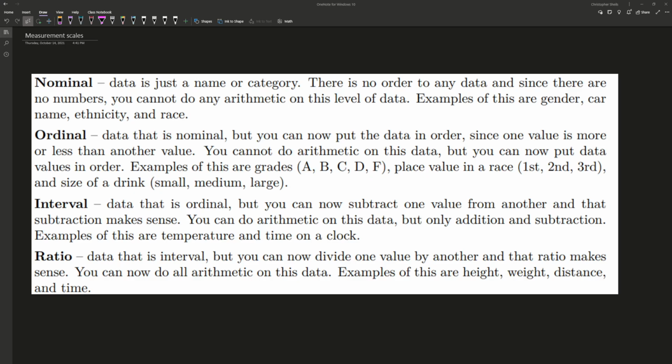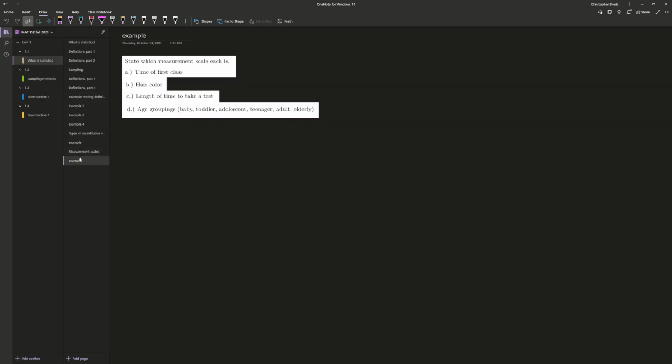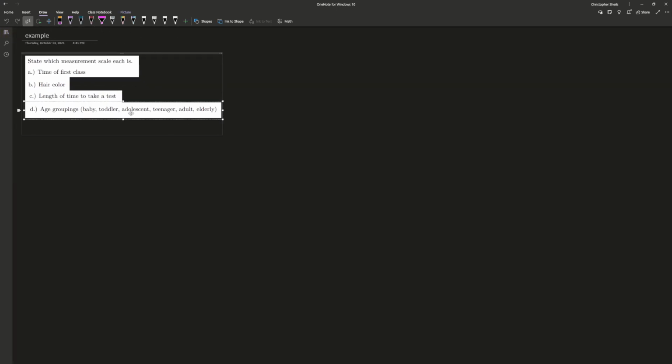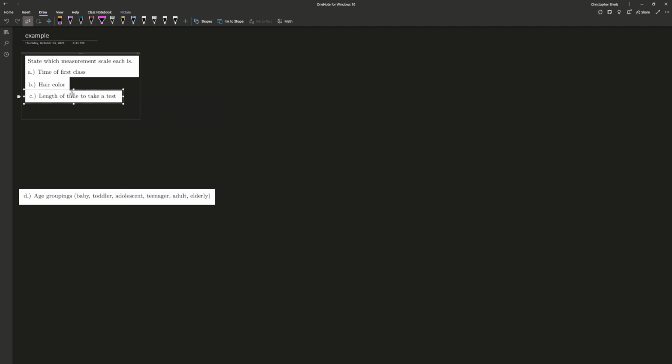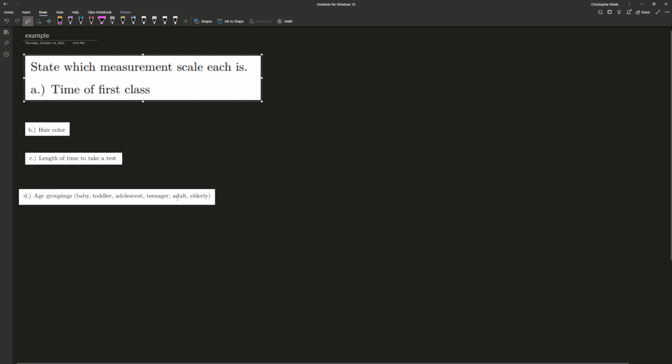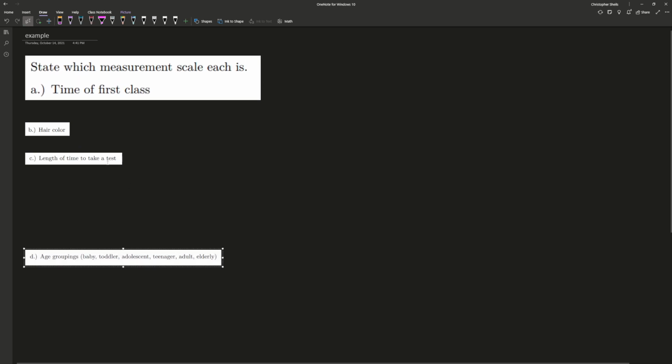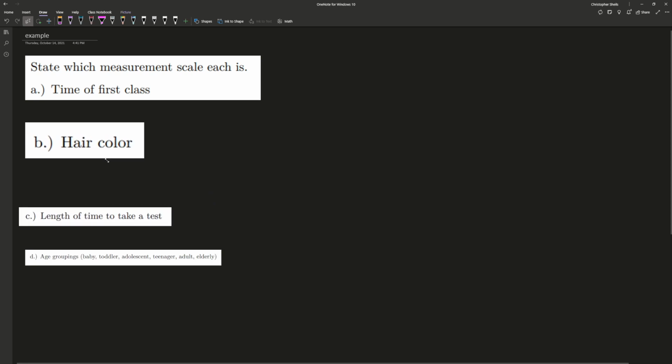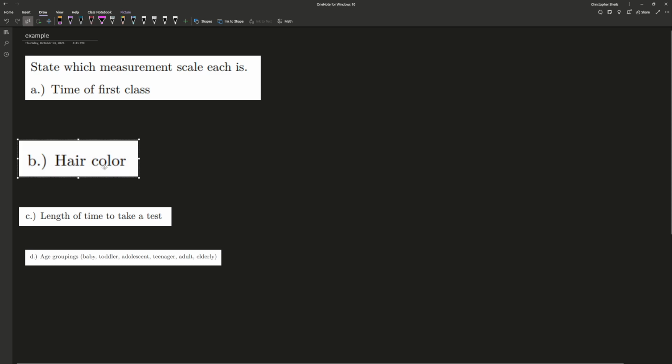And let's look at a few examples here. Let's state which measurement scale each of these is. For A, we have time of our first class. I suppose, sorry, I actually skipped over something first. This is important.